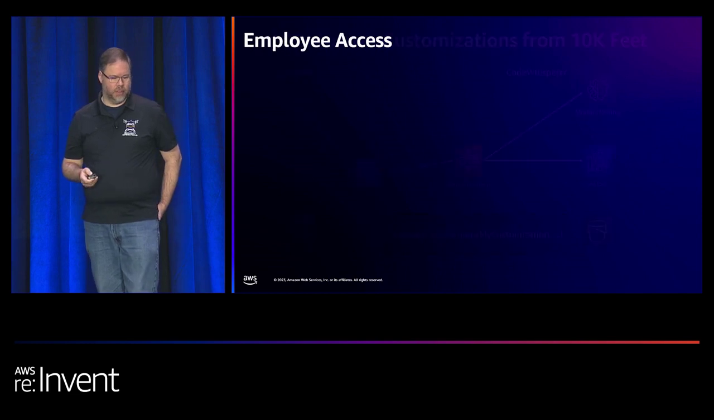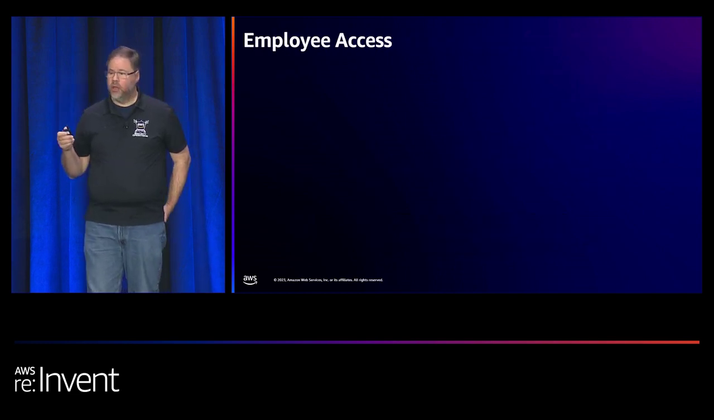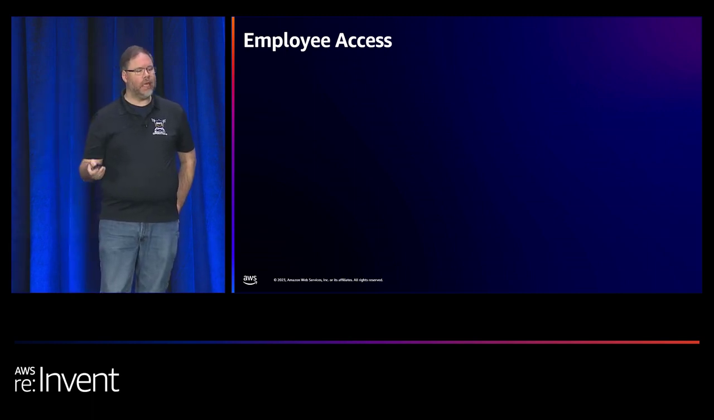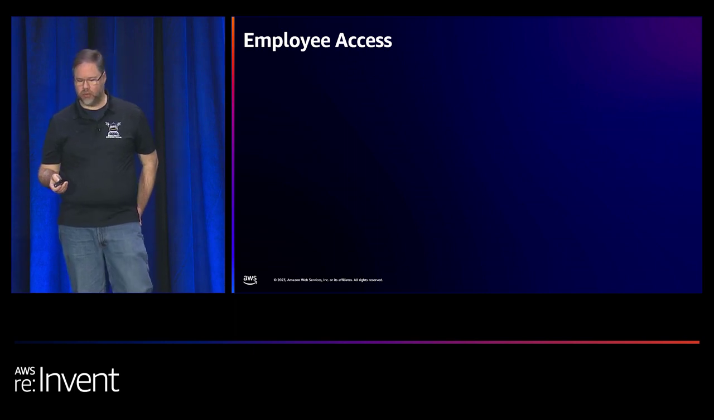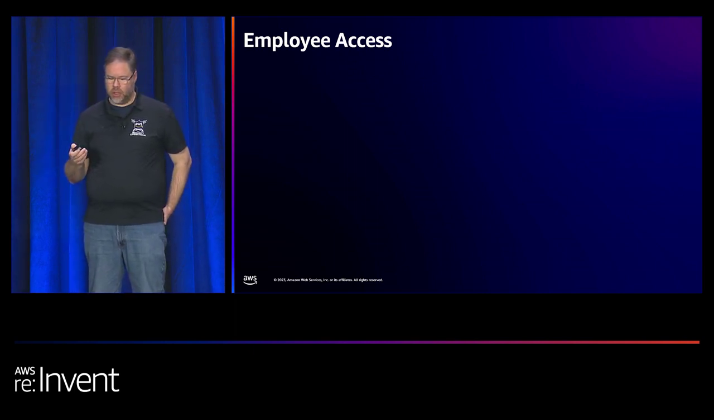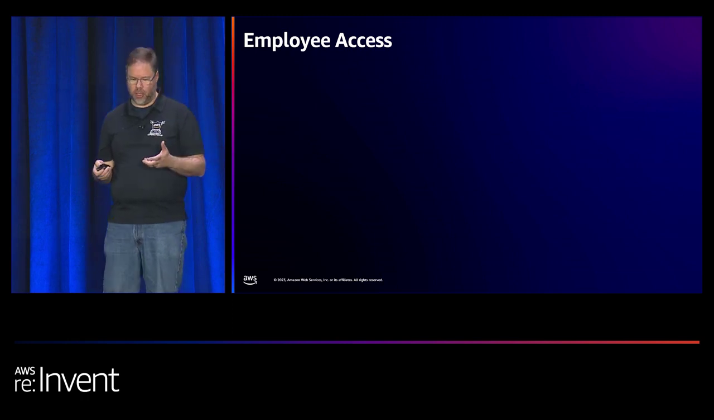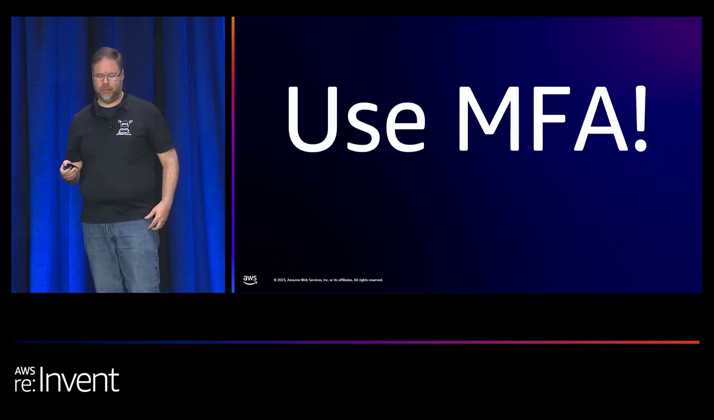So let's dive in. The first thing that we're going to look at is employee access. You're paying us to operate this service for you. You expect us to respond when something goes wrong, when there's an outage. And so some level of employee access to the service is expected and appropriate. How do we manage that access?